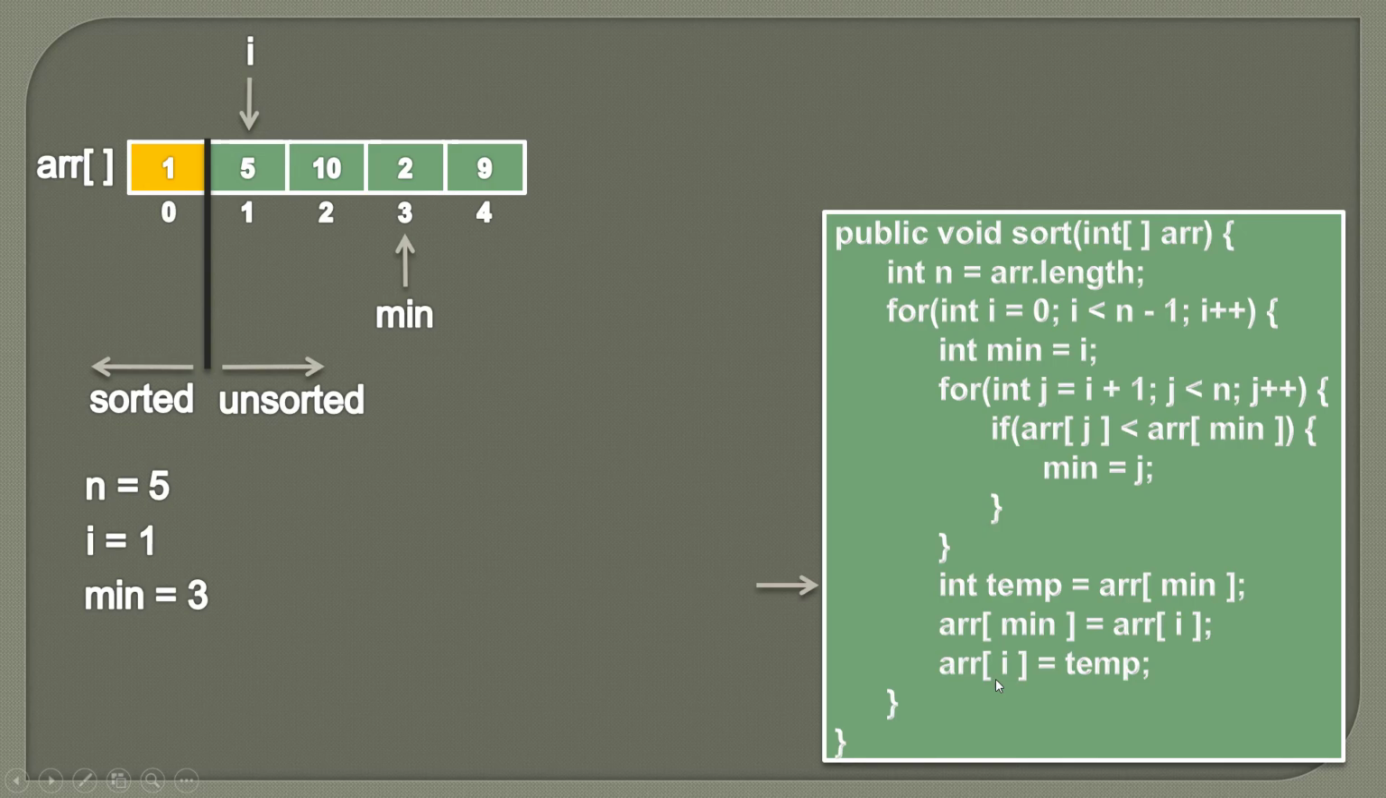So we'll quickly go over these 3 steps. Temp will have value 2 with this statement. We will transfer 5 to this position by assigning the array value at ith index to the array value at min index. So this becomes 5. And at last we'll store the value of temp into the ith index. So this becomes 2.